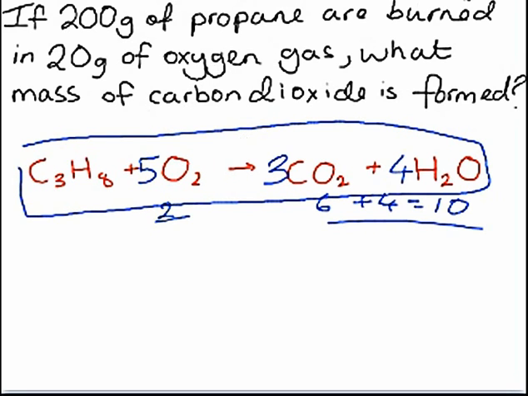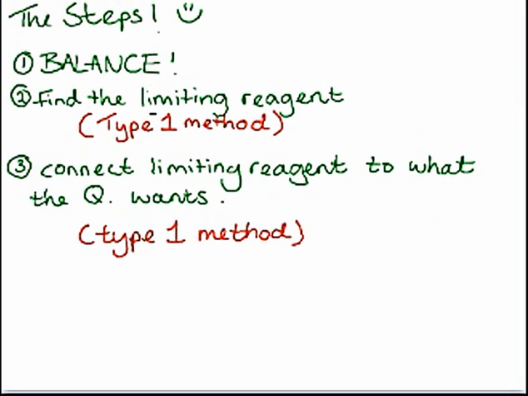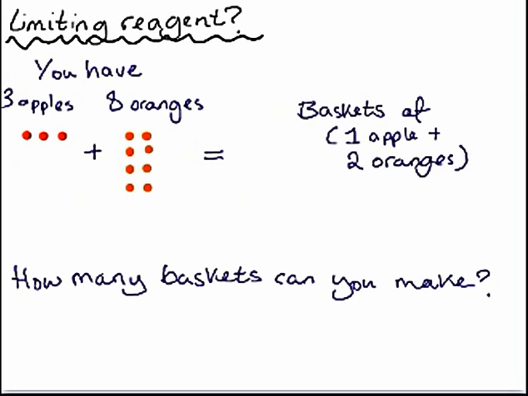The second step is to find the limiting reagent. But what exactly is a limiting reagent? How does this make any sense? I'm going to explain the limiting reagent using an analogy. You have 3 apples and you have 8 oranges in your fridge.